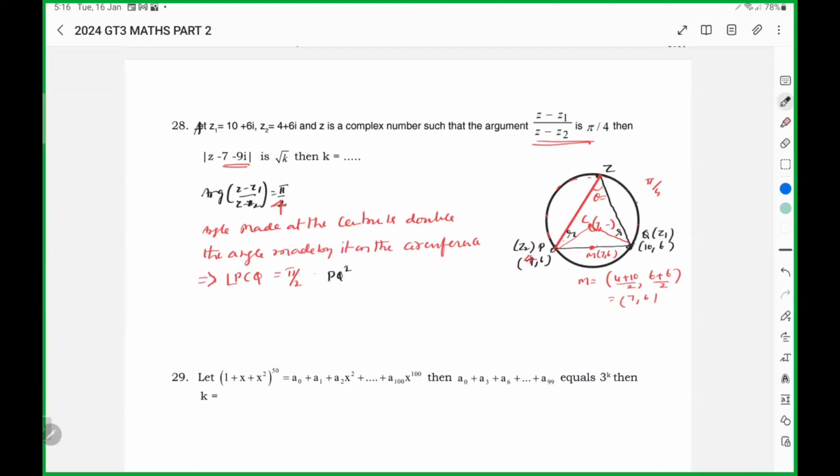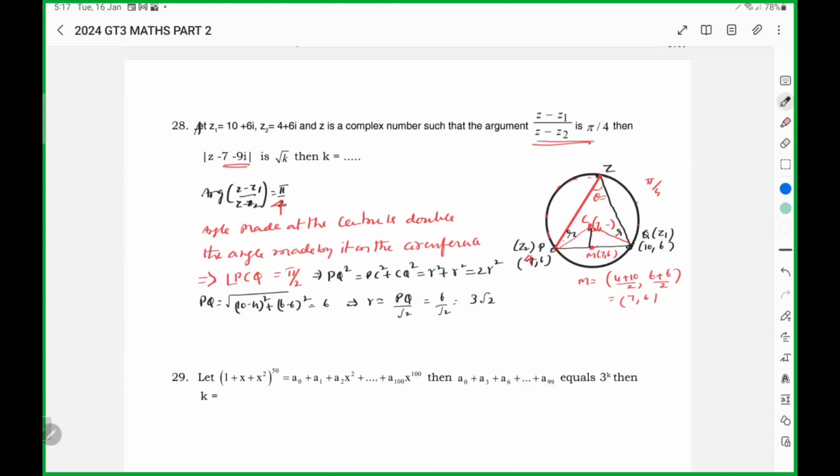and PQ square, which is PC square plus CQ square, R square plus R square. So PQ distance is root of 10 minus 4 whole square, which is 6. So which is 2r square here. R will be PQ by root 2, 6 by root 2, which is 3 root 2.